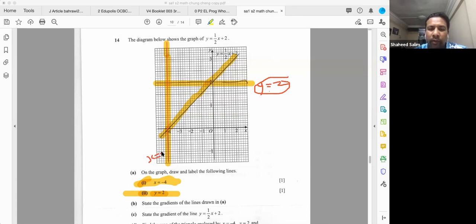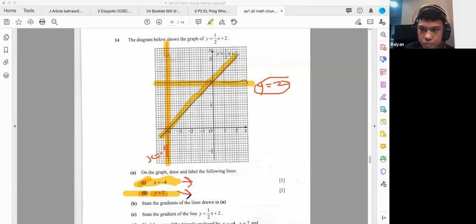Okay. Now, next one. They ask you, what is the gradient of this one? So now you ask Shafi to calculate the gradient of 2. Shafi, what's the gradient of this graph? Can you take something? Yeah, take it. What's the gradient of Ishira's line graph? What is the gradient of Ryan's graph?